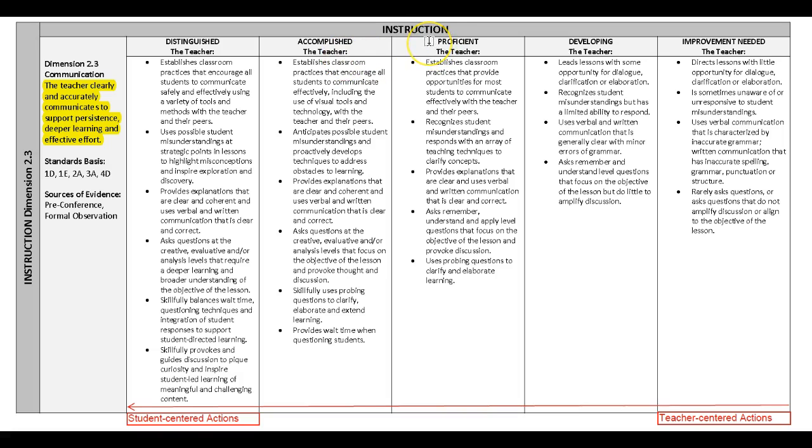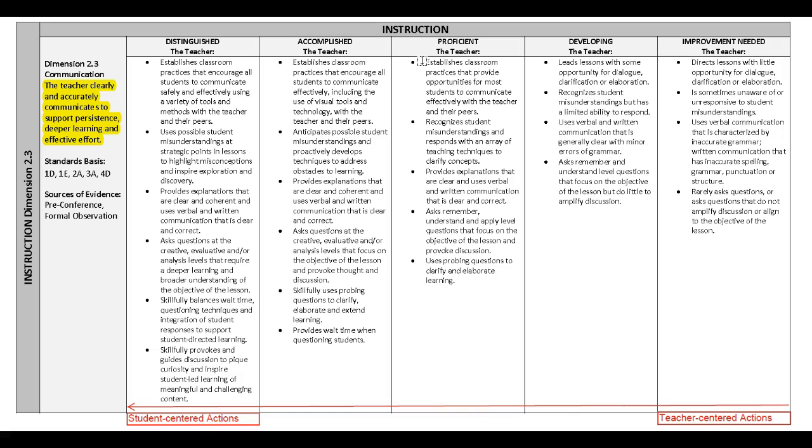We'll begin by looking at the proficient column because remember, a proficient teacher is a rock-solid teacher in your classroom. You would love to have a building full of teachers that are teaching at this level. So now let's look at each of these descriptors and we're going to unpack or deconstruct this rubric. I'll be highlighting the keywords and verbs as we go through each of the descriptors.